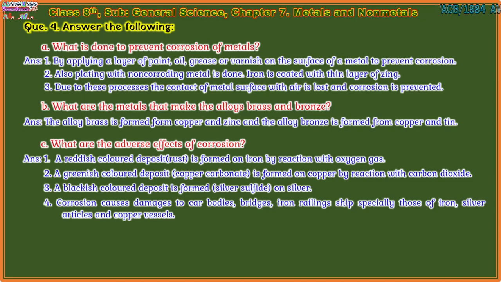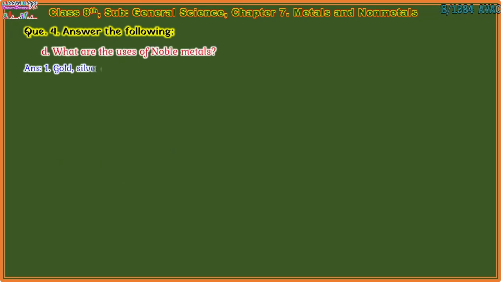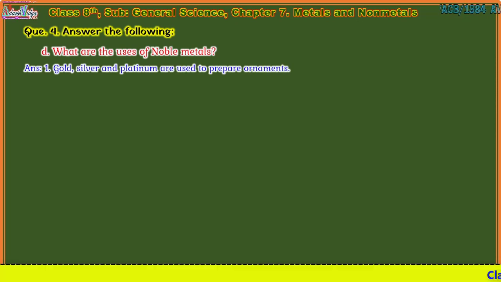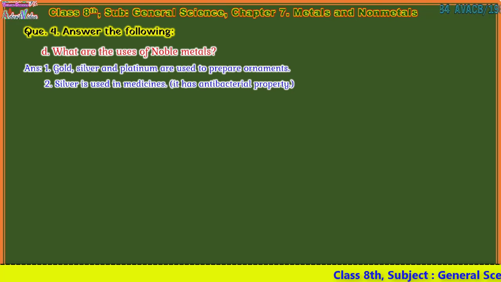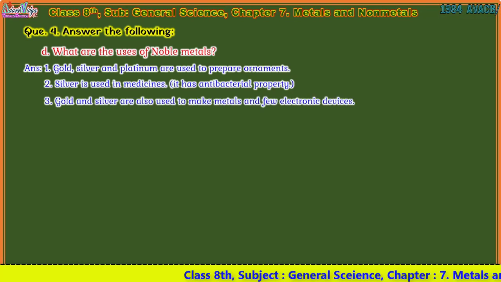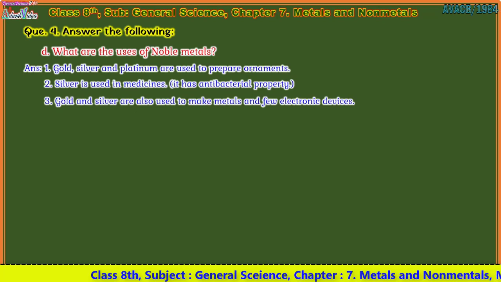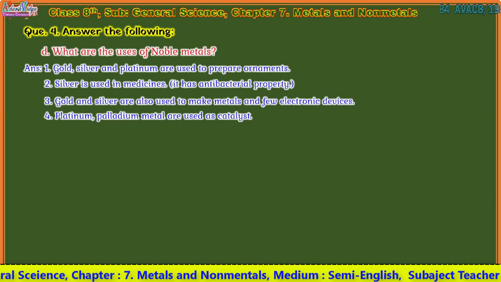Fourth question. What are the uses of noble metals? Answer: uses of noble metals are, first, gold, silver, and platinum are used to prepare ornaments. Second, silver is used in medicines. It has antibacterial property. Third, gold and silver are also used to make medals and a few electronic devices. Last point: platinum and palladium metals are used as catalysts.